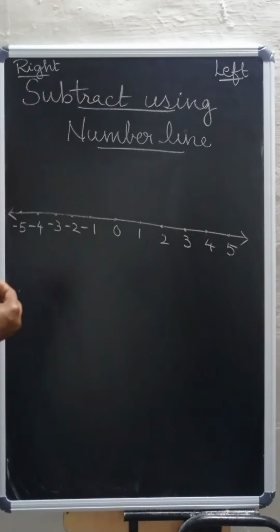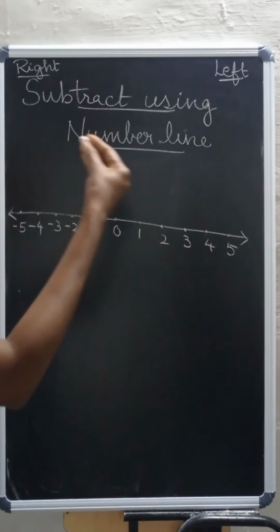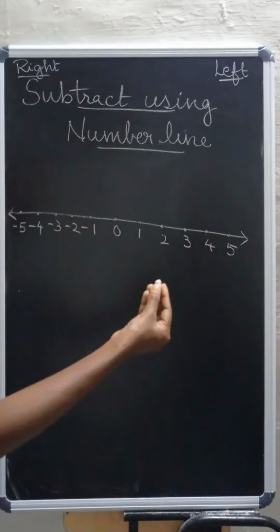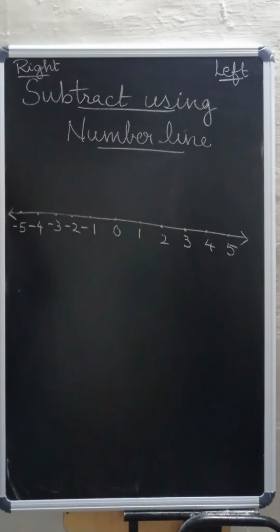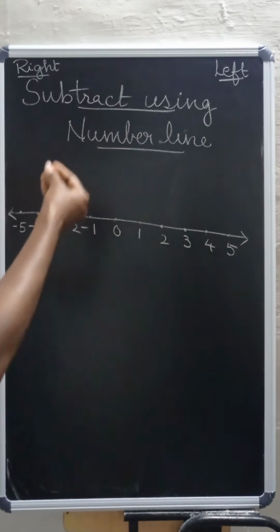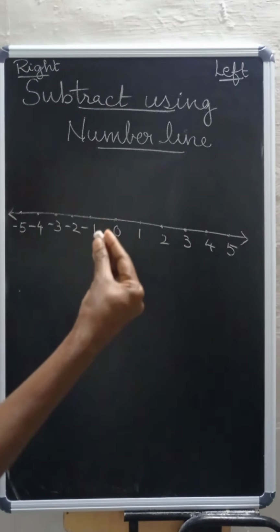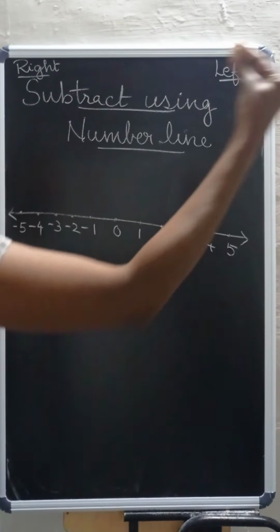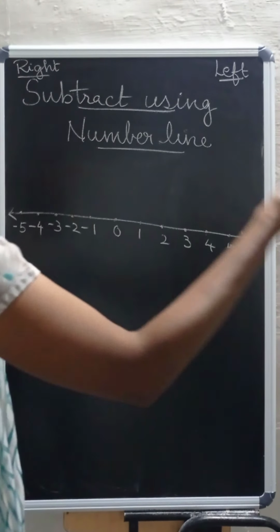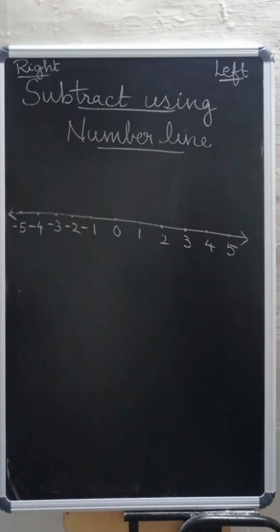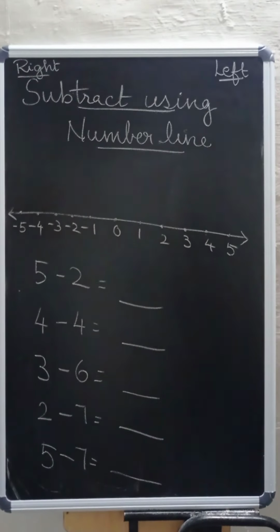Now for addition, what did we do? We moved to the left of the board. Now for subtraction, we are going to move to the right of the board. That is, you are going to move your hand to the left side. See this? If you want to add, you will move to this side. If you want to subtract, you will move to the opposite side. Now we will work out some problems.